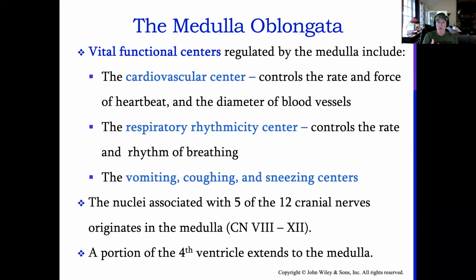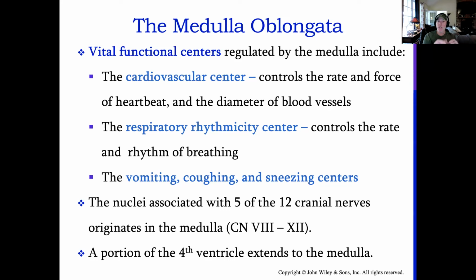Now, the other set of nuclei there are part of our respiratory centers of control. Now, when we talk about respiratory centers of control, yes, it's controlling the rate and the rhythm of breathing, but it's also allowing us to breathe. The diaphragm that controls breathing, we know, is not an involuntary muscle. We know that it's skeletal muscle. So we know that it's under voluntary control, but it doesn't have the ability to contract itself like the heart does.